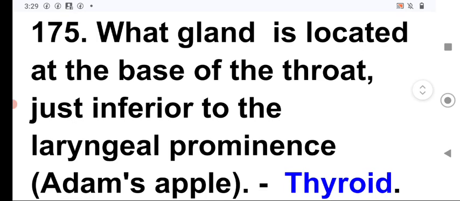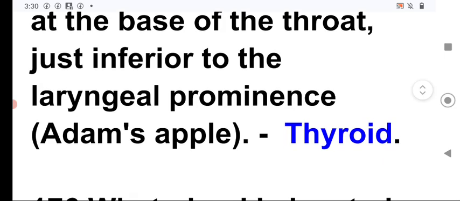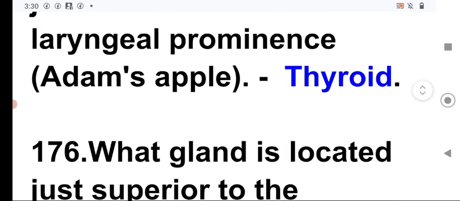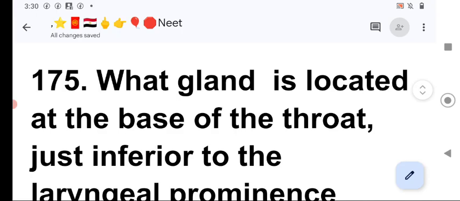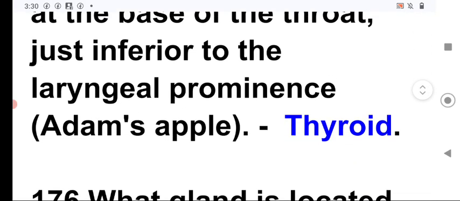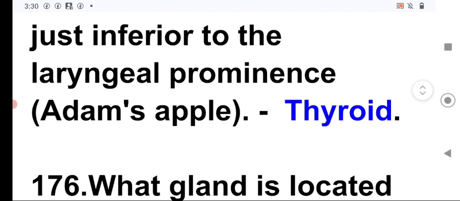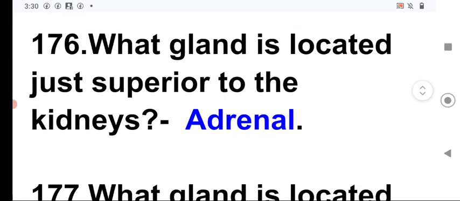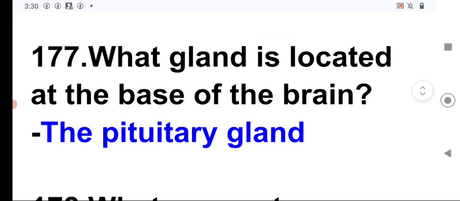Next, what gland is located at the base of the thorax, just inferior to the laryngeal prominence, the Adam's apple? This is the thyroid gland. Next, what gland is located just superior to the kidneys? This is the adrenal gland. Next, what gland is located at the base of the brain? This is the pituitary gland.